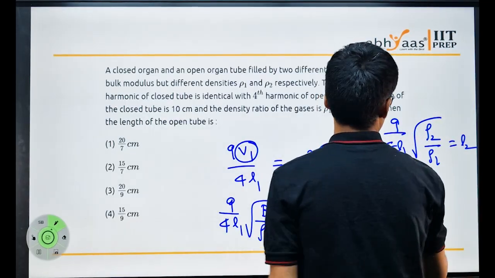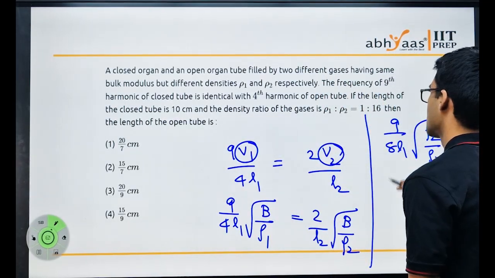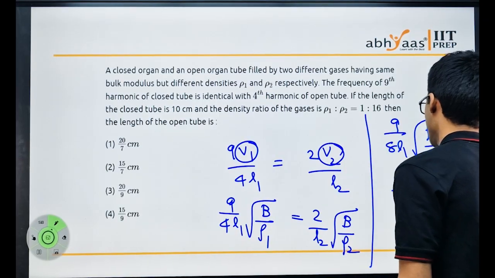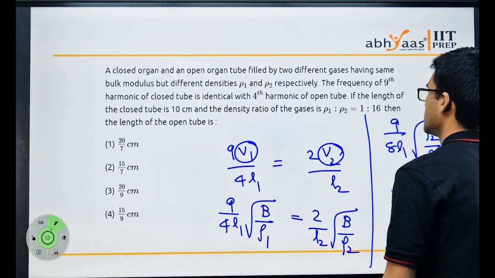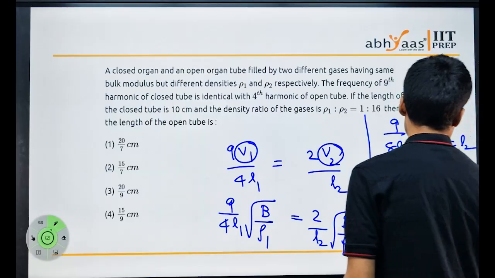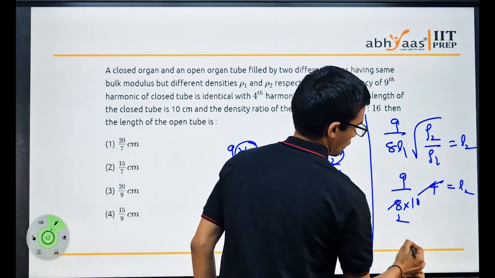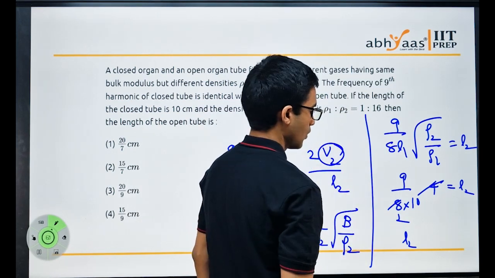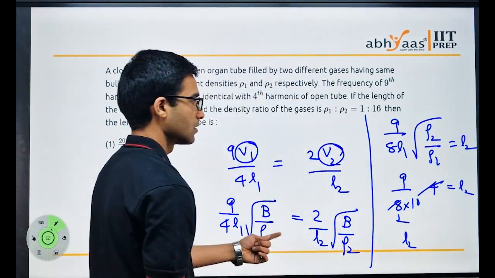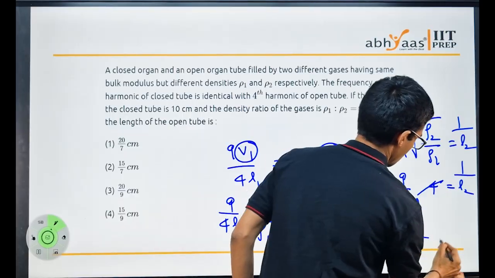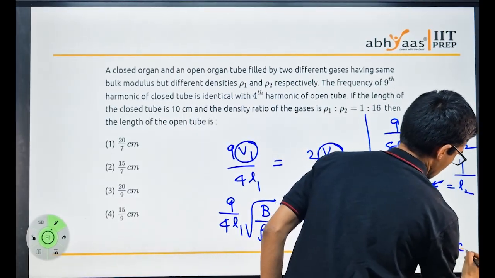Here rho 1 by rho 2 is given, that is 4. Directly I am writing 9 by 8 into 10, where 10 is the length L1, is equal to L2. So finally, L2 is equal to 20 by 9 centimeters straight away.